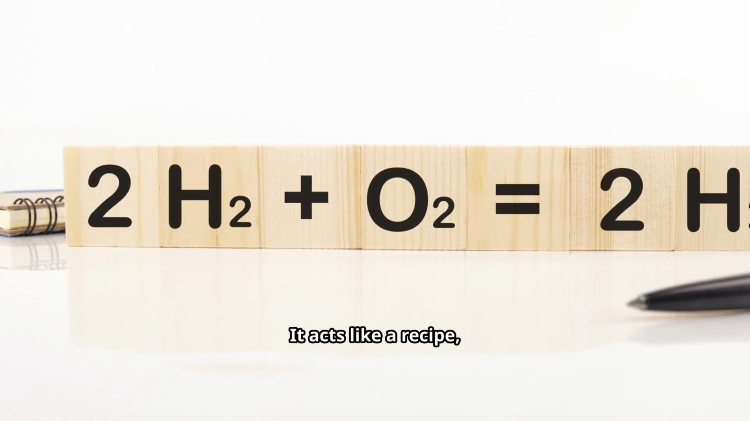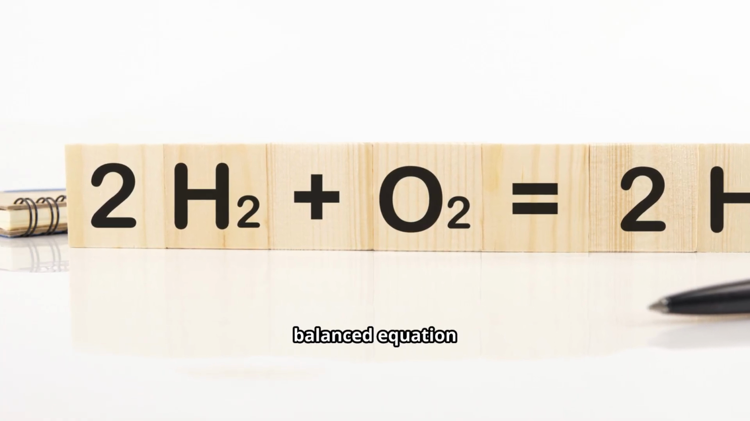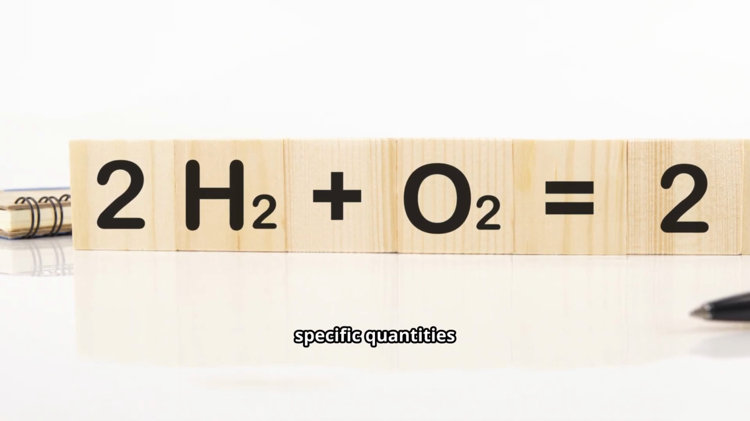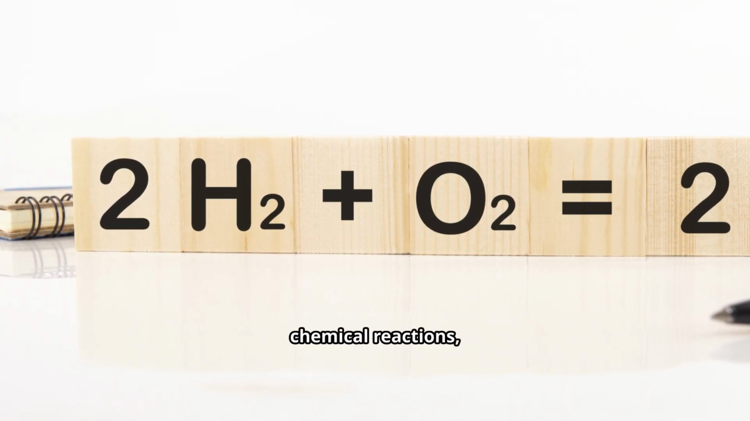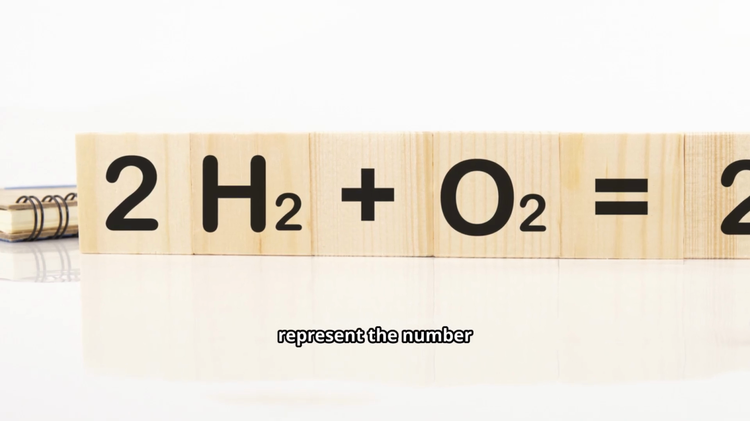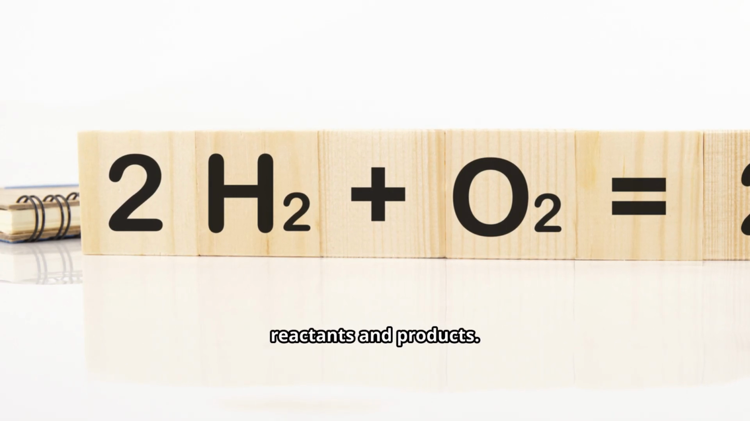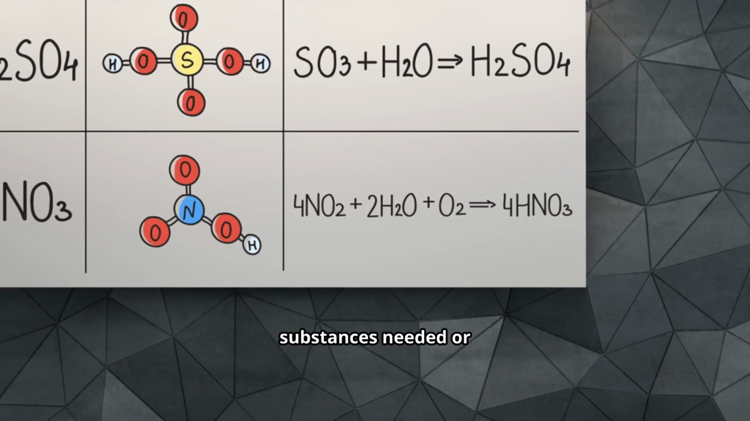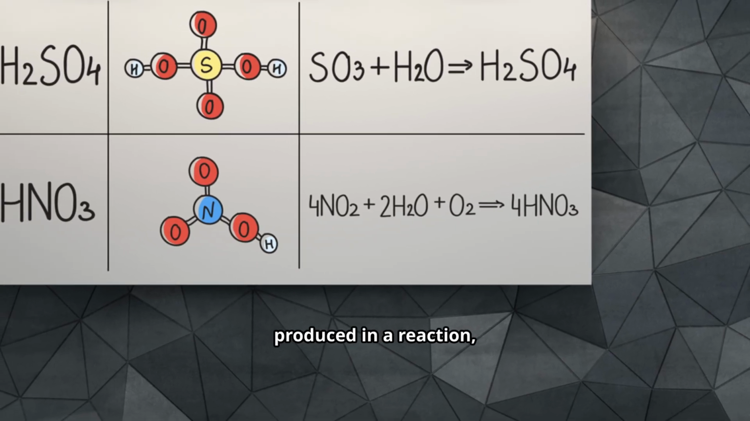It acts like a recipe, where the coefficients in a balanced equation provide the mole ratios, allowing chemists to calculate specific quantities of substances. In chemical reactions, the coefficients in a balanced equation represent the number of moles of reactants and products. The mole concept enables chemists to calculate the precise amounts of substances needed or produced in a reaction, ensuring correct proportions.